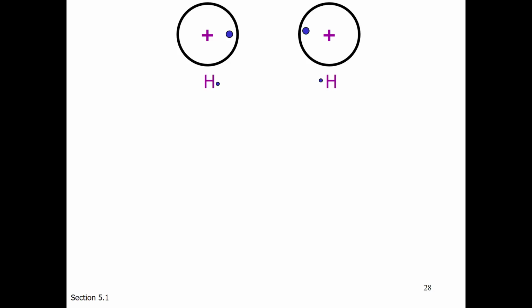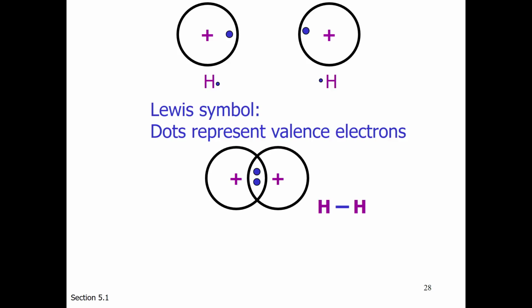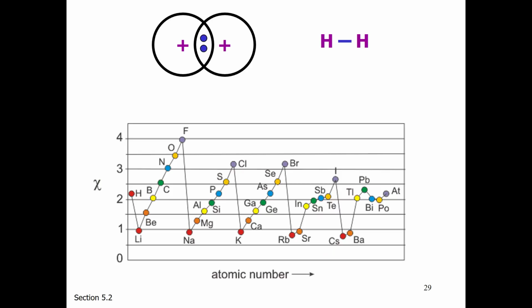So when we think about two hydrogen atoms getting together, we're going to draw the atomic symbol, which is hydrogen, with a dot next to it. And this is what's known as a Lewis symbol, where the dots represent the number of valence electrons. The two electrons would get between the two hydrogen nuclei, and we would just draw two hydrogen atoms with a line between them. So a line between element symbols means a pair of electrons. Two electrons shared between the atoms. And this we call a covalent bond.